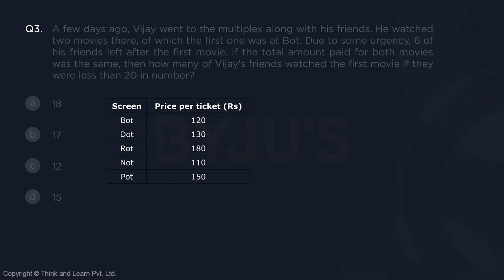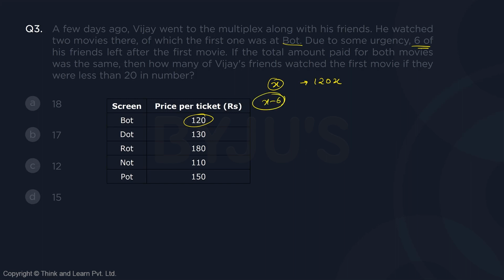Okay, so the first movie they watched is bought. Suppose the initial number of people is x. So the total amount spent is what? 120x. Now 6 of the friends left. So the number of people remaining is x minus 6.